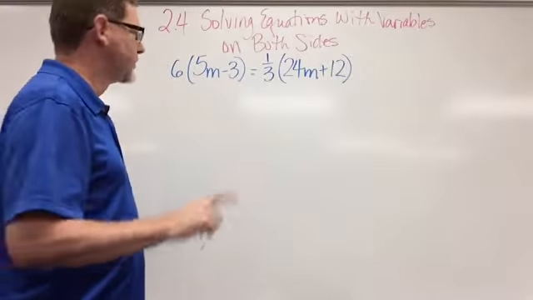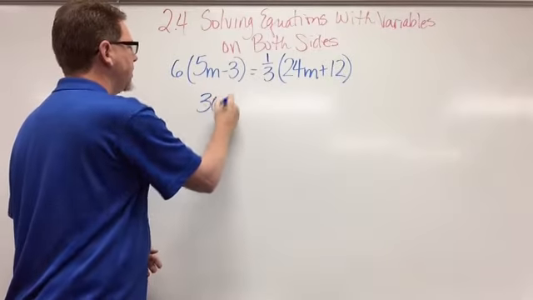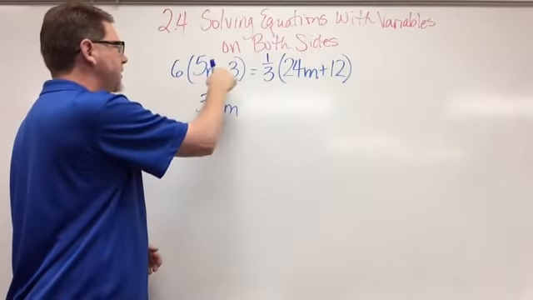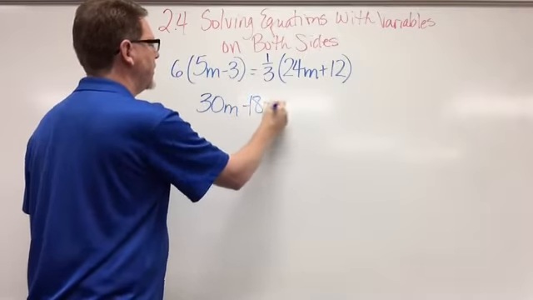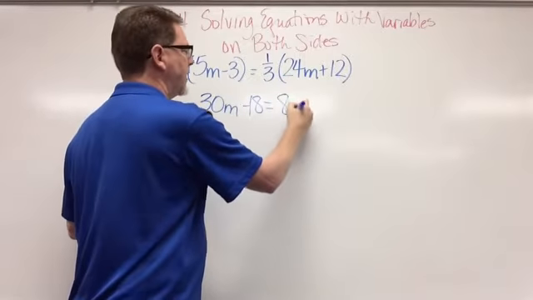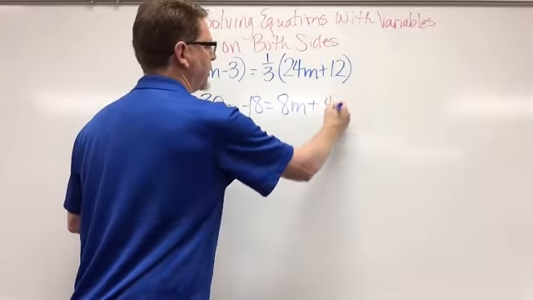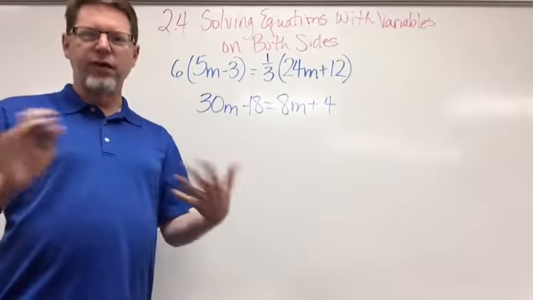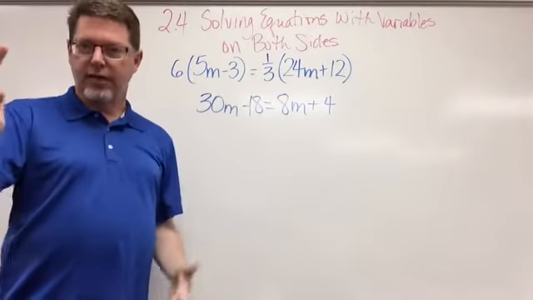So let's use the distributive property. 6 times 5m is 30m, and 6 times negative 3, don't forget that negative, is negative 18, equals 1/3 times 24 is 8m, and 1/3 times 12 is plus 4. If you're not very confident or familiar with multiplying fractions times whole numbers, use your calculator.